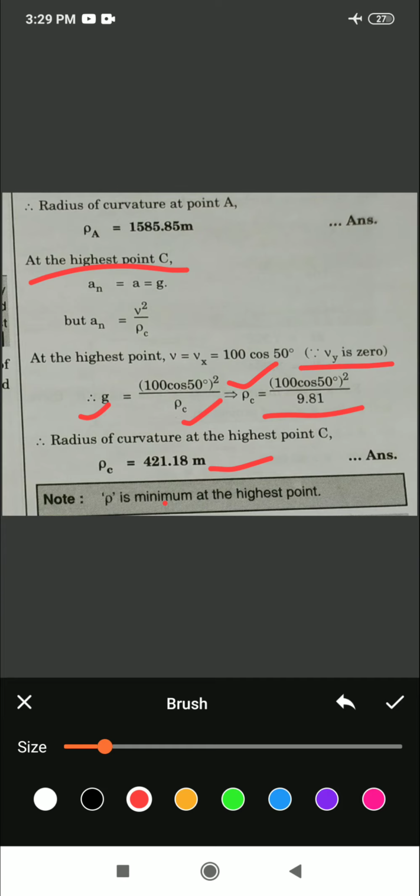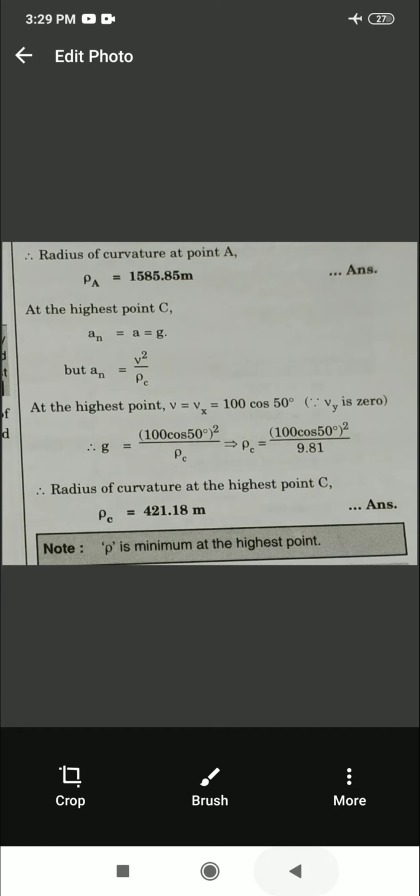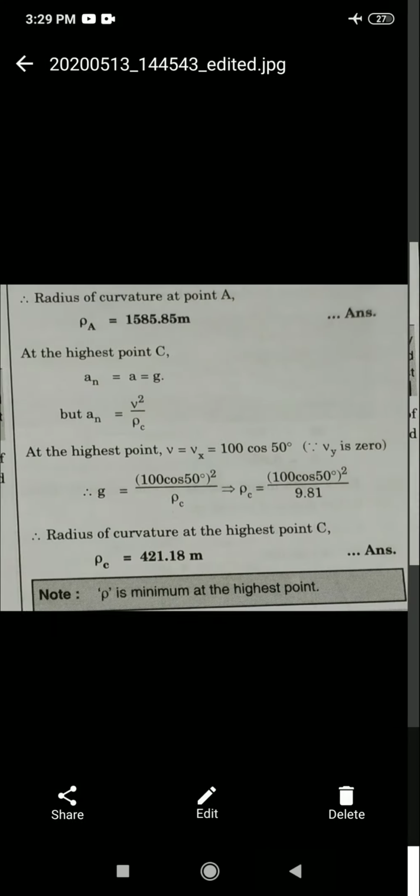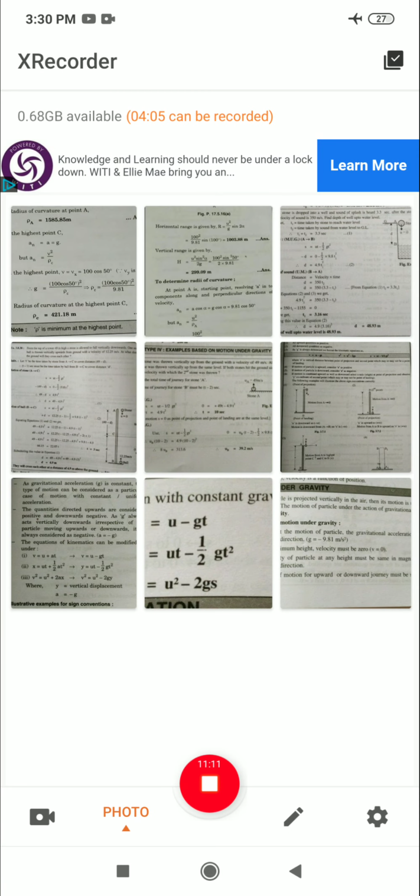But remember that when we are finding the radius of curvature for the highest point over the curve, that radius of curvature is minimum at the highest point. And in this manner you can solve the numerical related to projectile motion, when radius of curvature is asked to be found. I hope you have cleared the concept of radius of curvature in projectile motion.